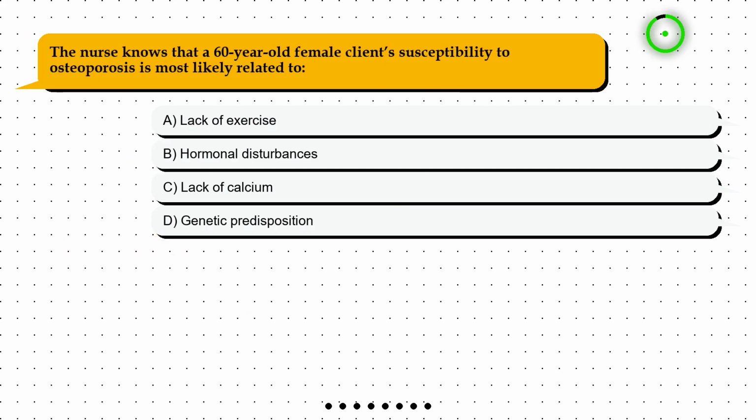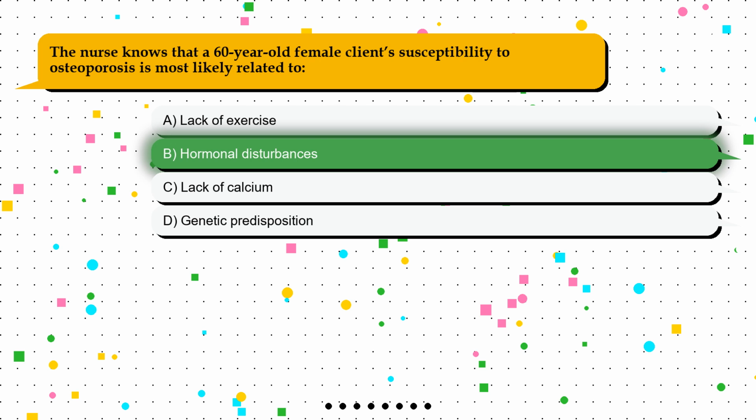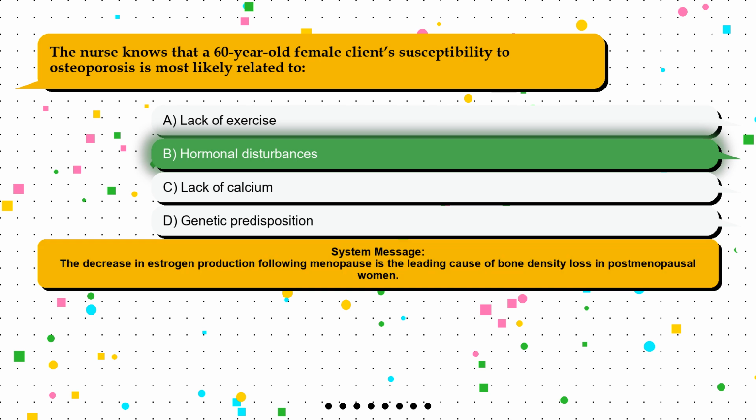Question 6. The nurse knows that a 60-year-old female client's susceptibility to osteoporosis is most likely related to: Option A, lack of exercise. Option B, hormonal disturbances. Option C, lack of calcium. Option D, genetic predisposition. The correct answer is option B, hormonal disturbances. The decrease in estrogen production following menopause is the leading cause of bone density loss in postmenopausal women.